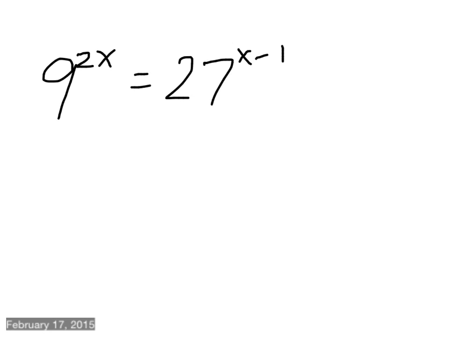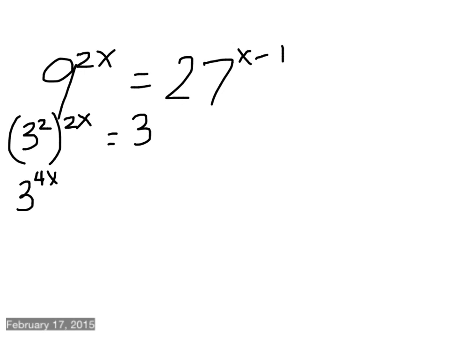3, right. 3 to the what gives you 9? 2. Right. So here's what happens. It ends up being 3 squared to the 2x. What do you do when the exponents are written like that? Multiply them. What is 2 times 2x? 4x. Good. Now I need to do the same thing on the other side. What can I write 27 as? 3 to the third. Good.